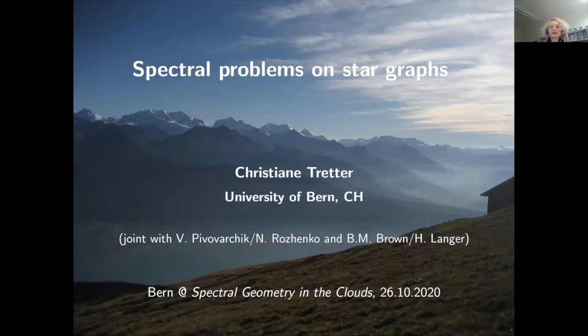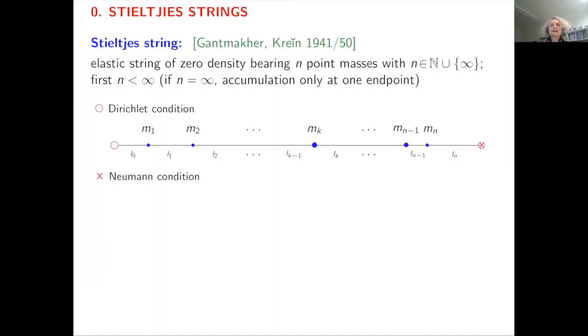And in the first 2/3, it will be some more concrete star graphs, namely star graphs made out of Stieltjes strings. And so I would like to just introduce you a little bit to this rather classical topic, first of a single Stieltjes string. So the key contribution here is due to Gantmacher and Krein in 41 and 50, their book, and especially the appendix therein.